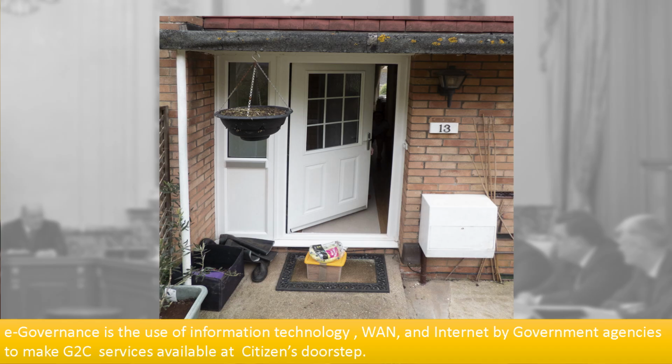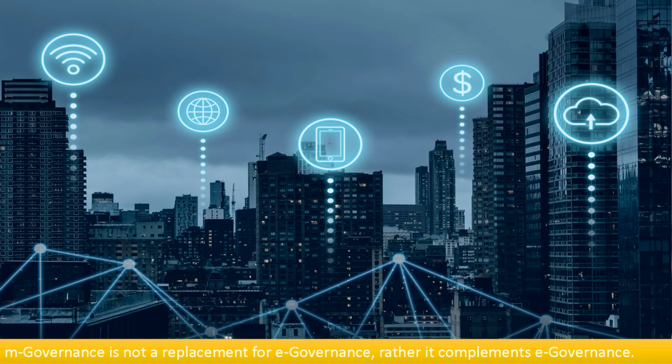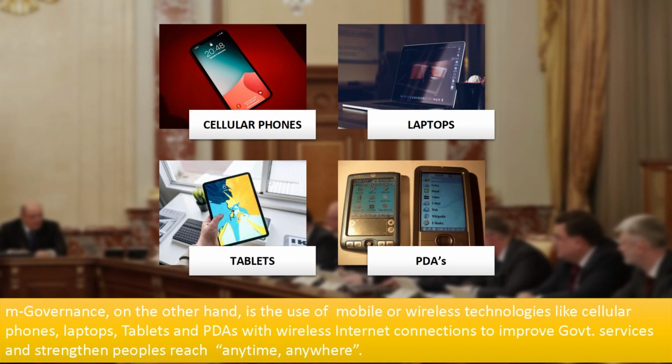E-governance is the use of information technology, WAN and internet by government agencies to make G2C services available at citizens' doorstep. M-governance is not a replacement for e-governance, rather it complements e-governance. M-governance, on the other hand, is the use of mobile or wireless technologies like cellular phones, laptops, tablets, and PDAs with wireless internet connection to improve government services and strengthen people reach anytime, anywhere.